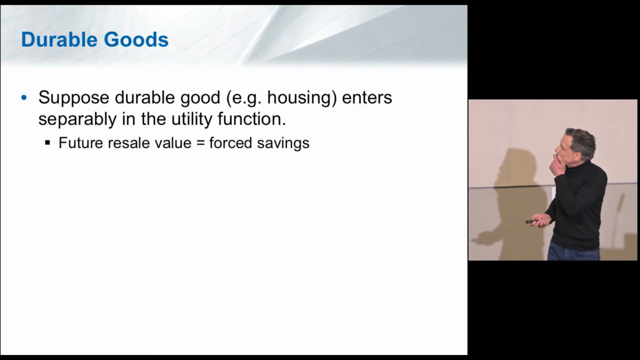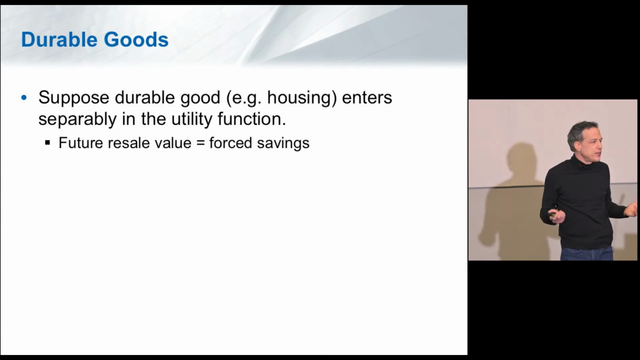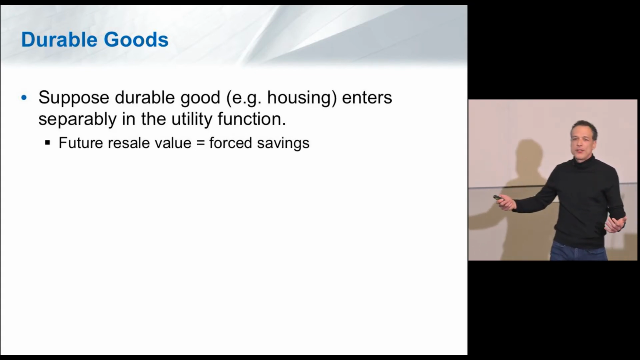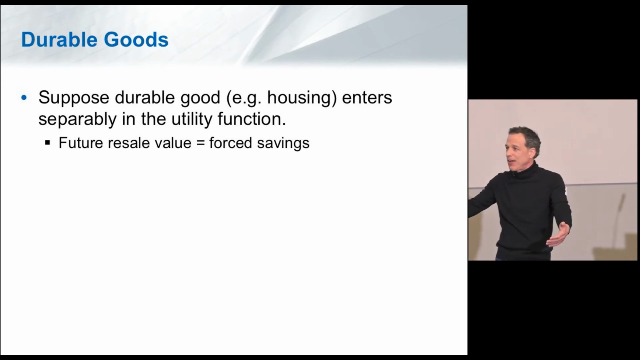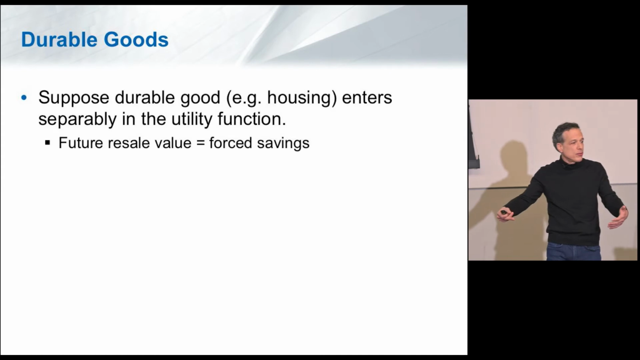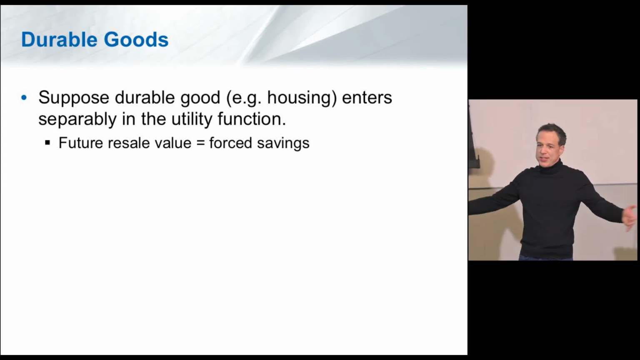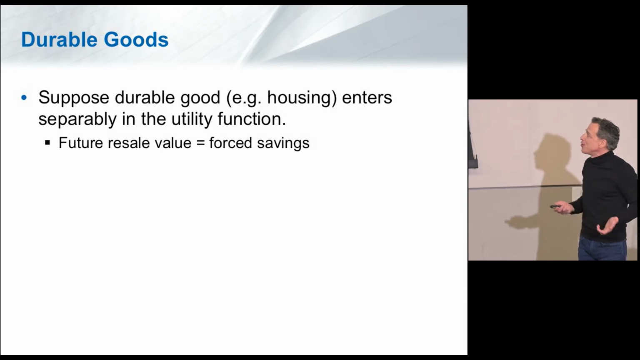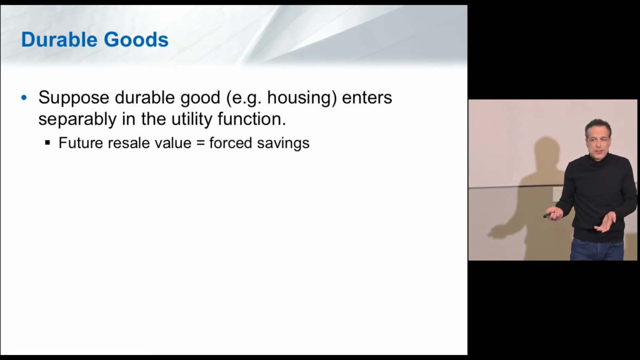Okay, so now let's add some durable goods into the picture. What happens when we add durable goods? These durable goods have value in the future. They have value next period. We're going to assume that their future resale value is independent of your income process, and let's just assume it's risk-free, right? That's what's assumed in the paper. And so that's going to become some forced savings, right?